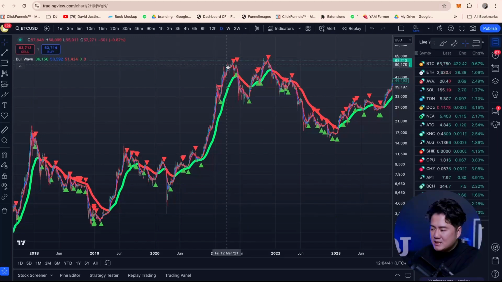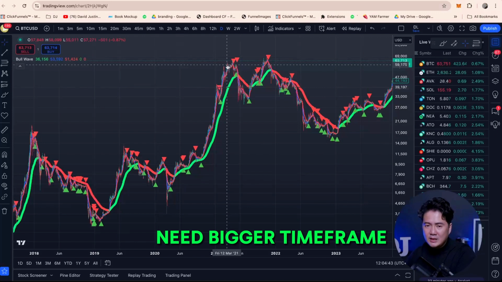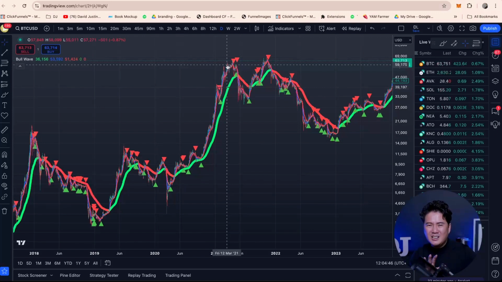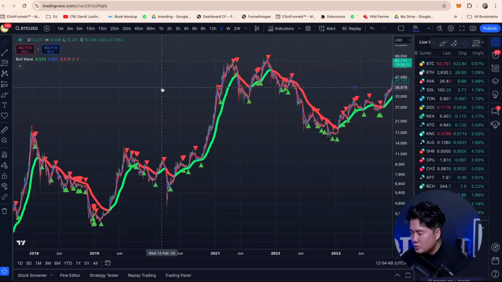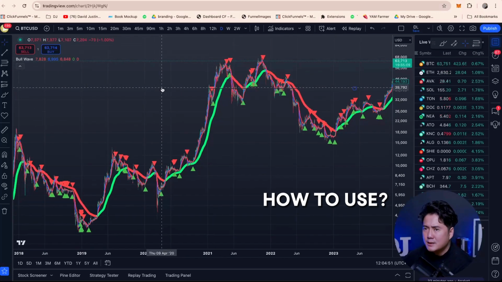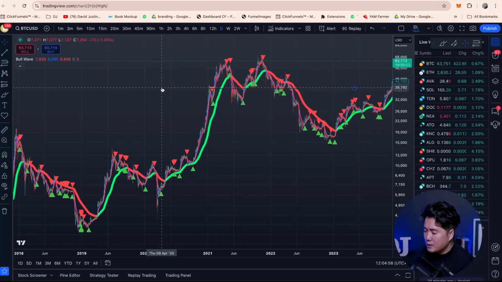The reason is because this is a trend indicator. For a trend indicator, we need a bigger time frame. For smaller time frames, we don't look into this one. So first of all, how can I use these strategies and make my fortunes in my previous time? Let me go back to, let's say, 2020.